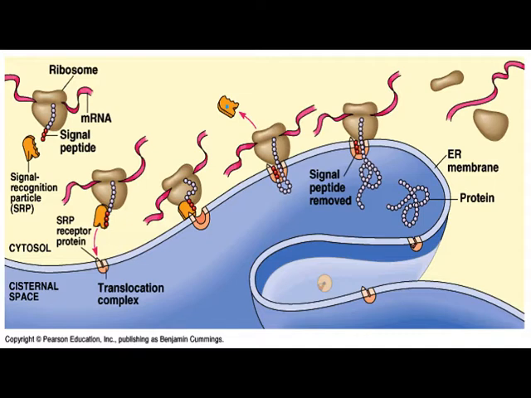If there's no signal sequence, then it's just made in the free ribosomes. It's just made in the cytoplasm. That protein will be used inside the cell. DNA is so unique. The sequence also tells the cell whether it's going to be a protein destined for the outside of the cell or used inside the cell. Very cool.